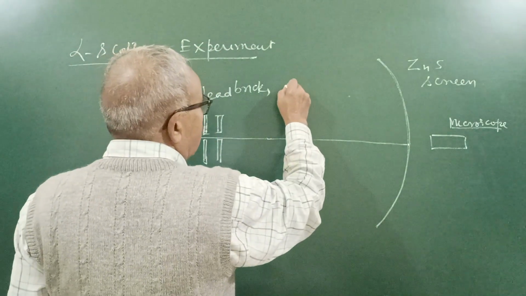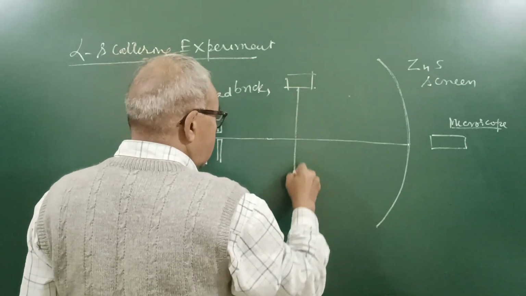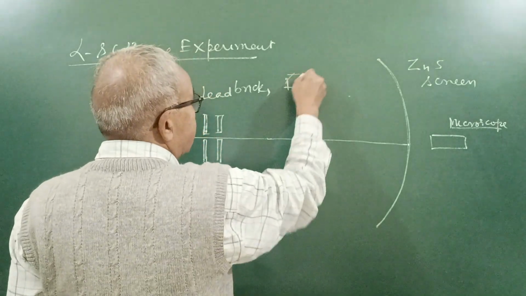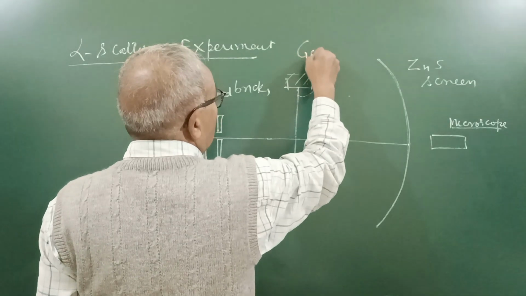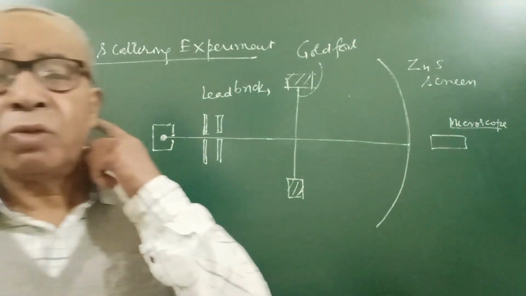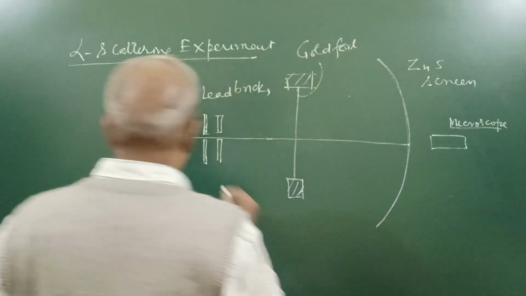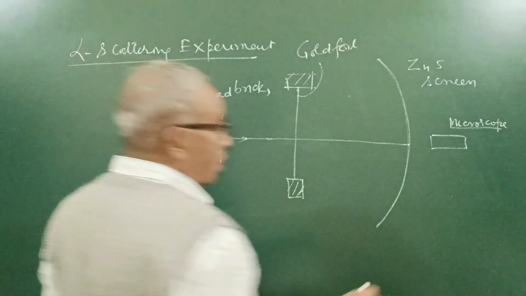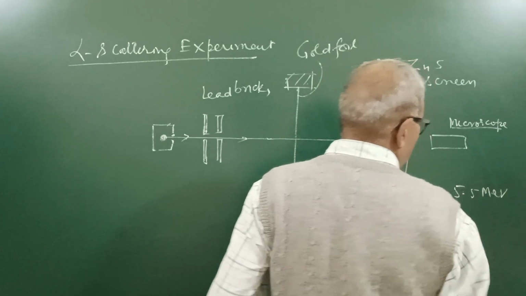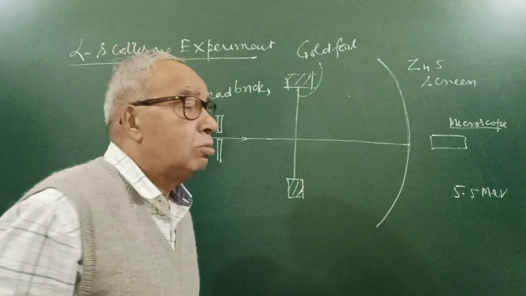Then Geiger and Marsden used here a thin sheet of gold, or we say gold foil. Why gold foil? The helium nucleus, the alpha particle coming from this, has energy 5.5 MeV and mass 4 times the mass of a neutron or proton.